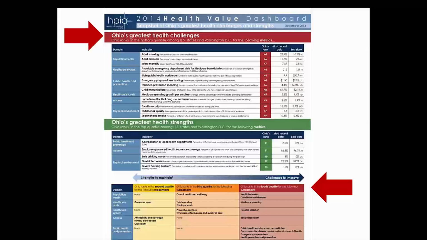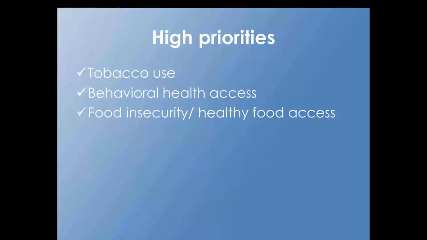All right. Another thing that we're doing with the dashboard for our own organization is using it to set priorities. So in December, we convened a group of stakeholders to look particularly at this page from the dashboard, focusing on the greatest challenges for Ohio, and then prioritizing areas where HPIO could really add value and not duplicate other things that are going on in the state to improve health value. Based on this discussion, we have so far prioritized tobacco use, behavioral health access, and food insecurity and healthy food access. So stay tuned for more information from us on these topics over the next year.